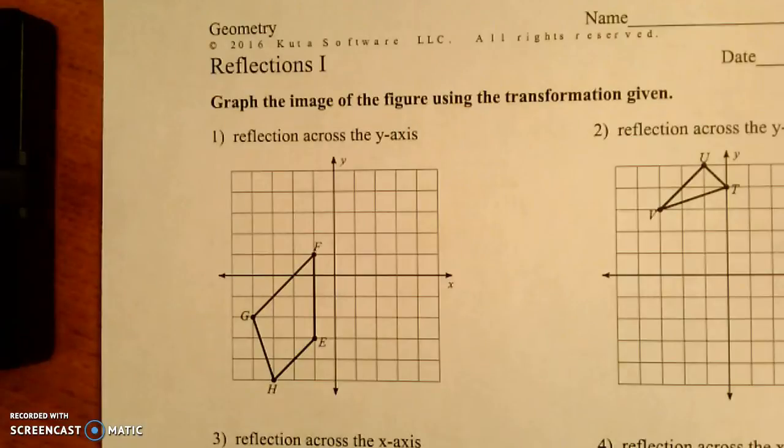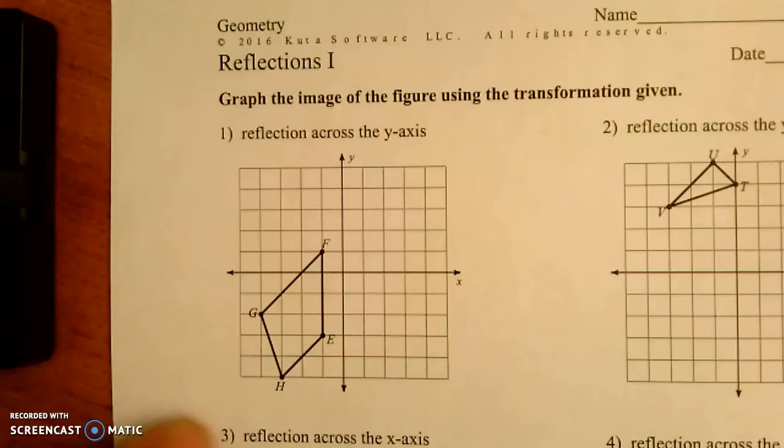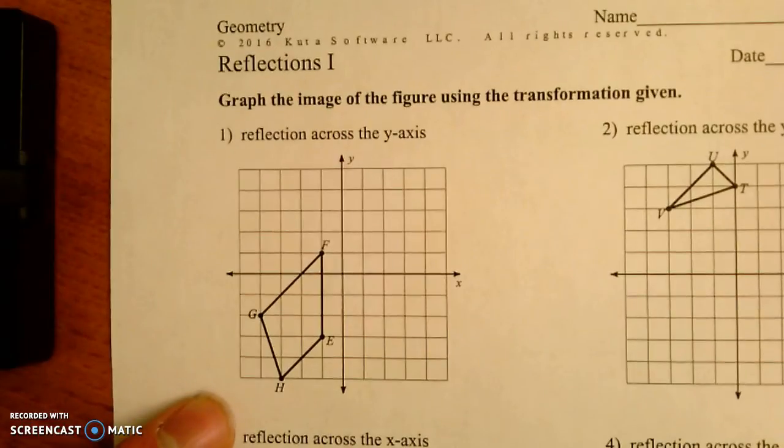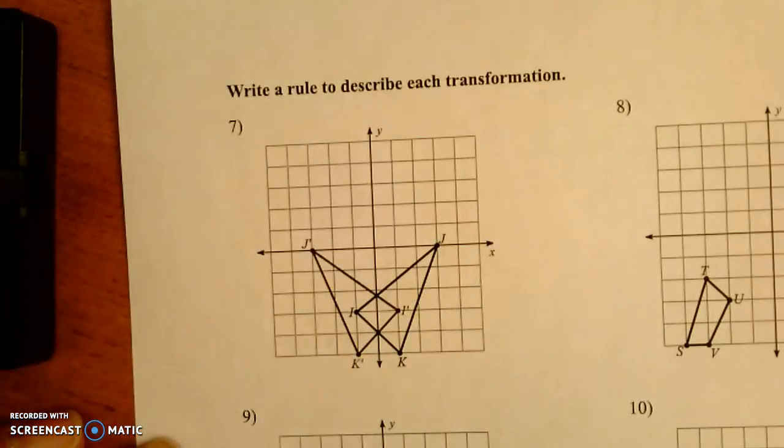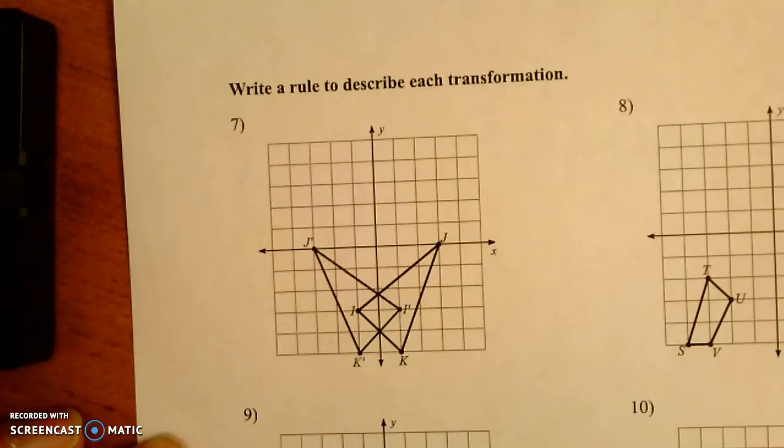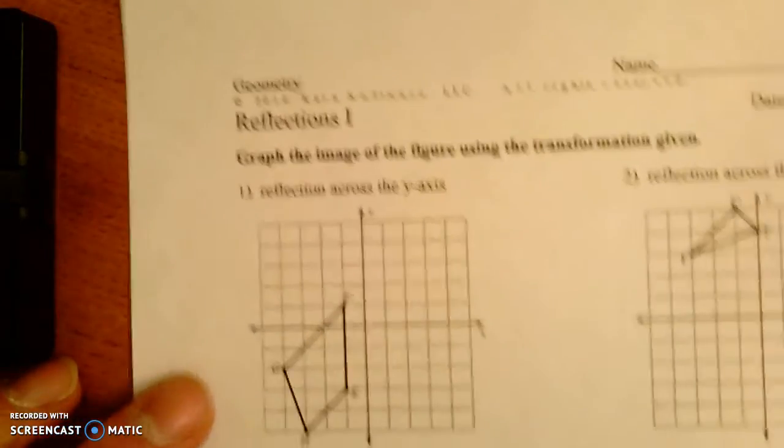Alright, this is the first of the reflections videos in this series, Reflections 1, 2, 3. In this particular set of problems, we're going to look at how to reflect figures across the x and y axis, and then on the back side here, we're just going to write a rule for how each figure was reflected. It's always going to be across the x or y axis, so let's figure out.